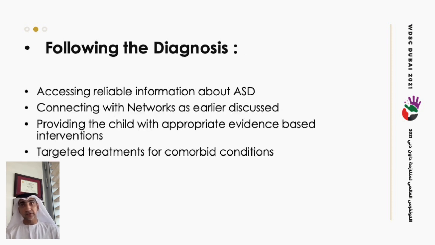So what happens after the evaluation? You may access reliable information about autism, connect with networks, as earlier discussed, and the child would be provided with appropriate evidence-based interventions, as well as the possibility of targeting comorbid conditions that we typically see with autism spectrum disorder. I don't think we have time right now to go over all the conditions, but we'll be happy to answer questions during the Q&A section.